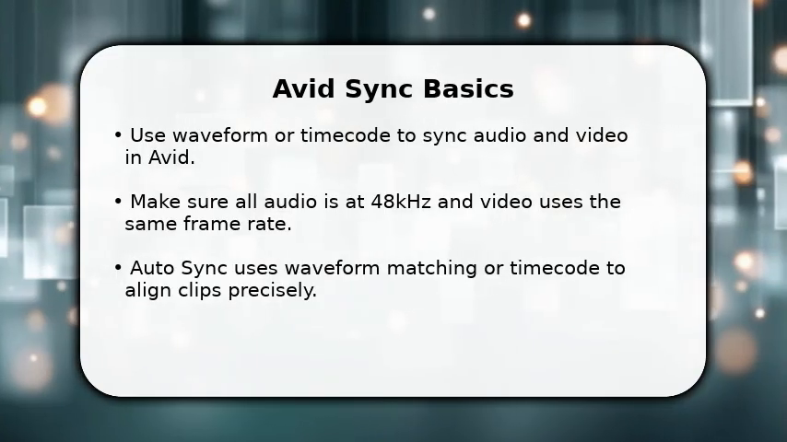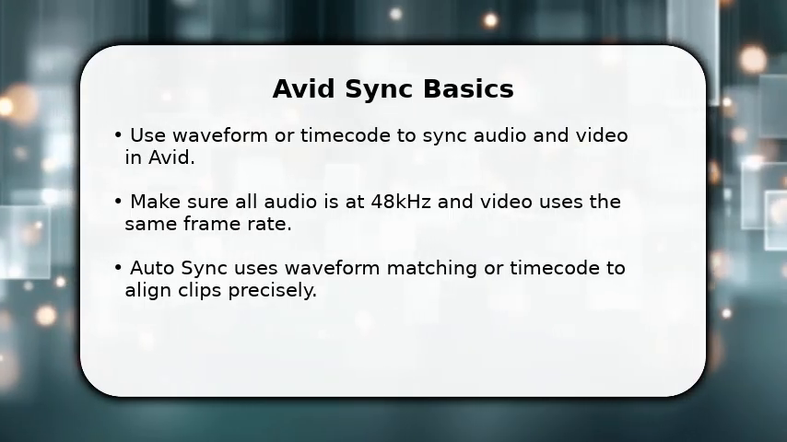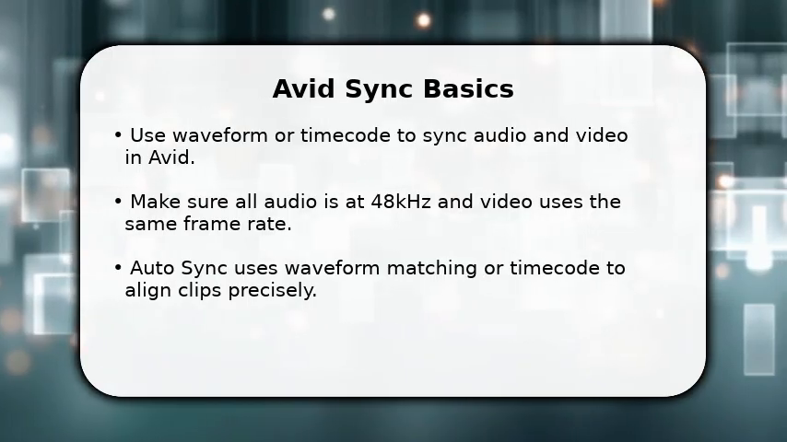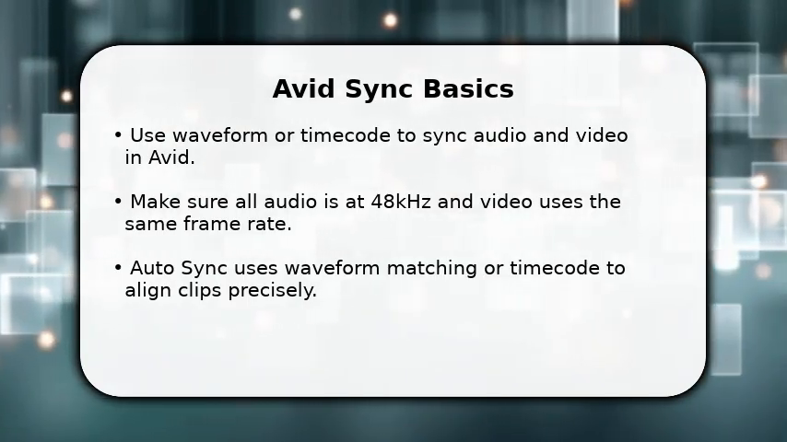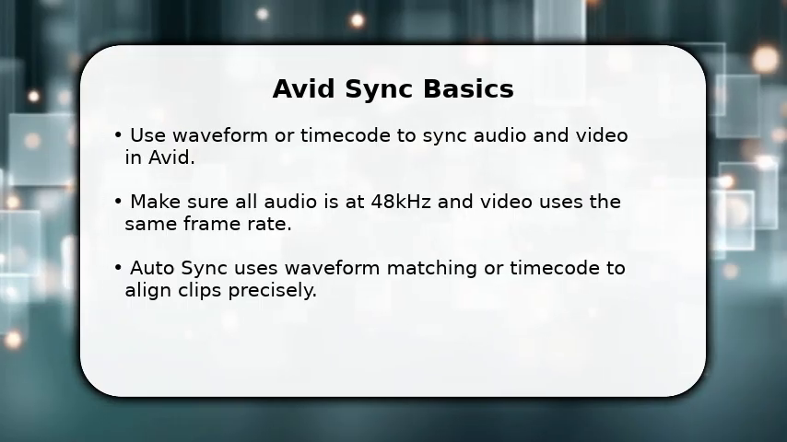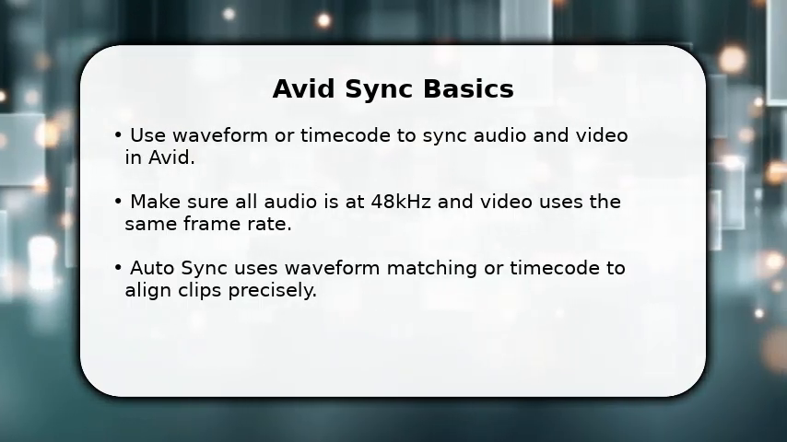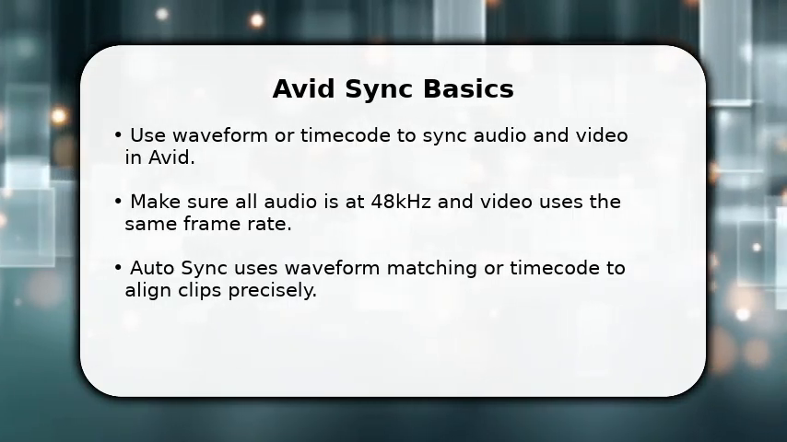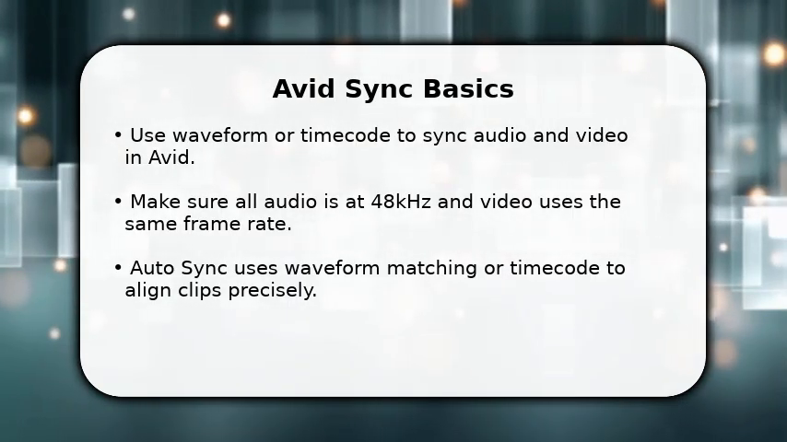Start by preparing your media before you open the Avid project. Import video and separate audio tracks into a new bin. Make sure all audio files are at 48 kHz sample rate for reliable matching. Confirm your video frame rate is consistent across clips, for example, 24 or 30 frames per second.